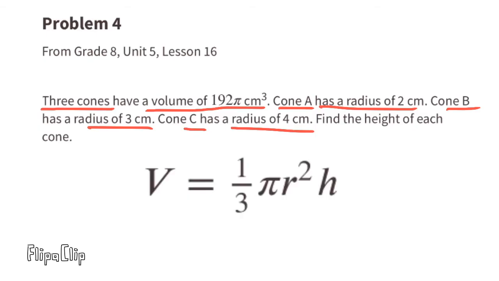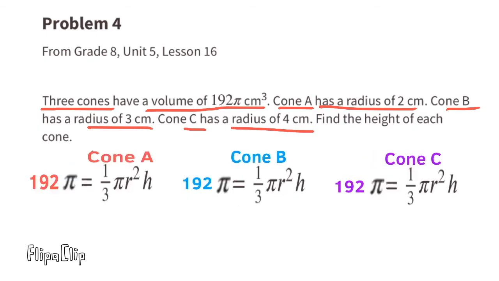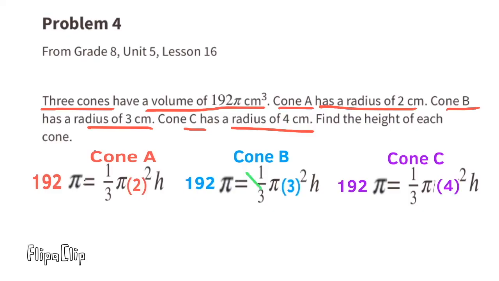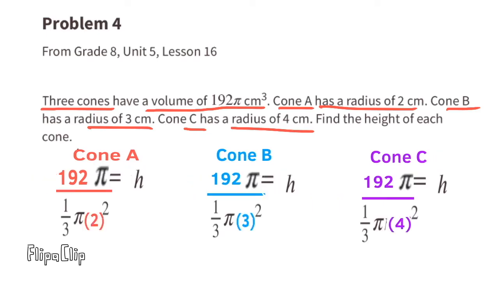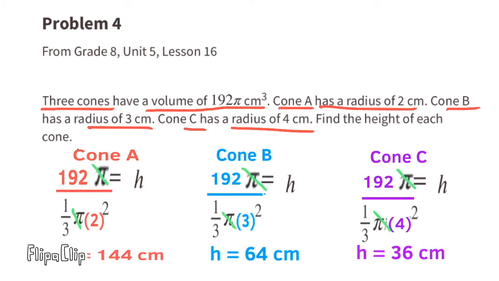We know that the sum of the volume for all 3 cones is 192 pi centimeters cubed. We can start by substituting the r with the radius of each of the 3 cones. Cone A has a radius of 2, cone B has a radius of 3, and cone C has a radius of 4. To find the missing height for each cone, we can set it up like this and solve for h. The height for cone A is 144 centimeters, cone B is 64 centimeters, and cone C is 36 centimeters.